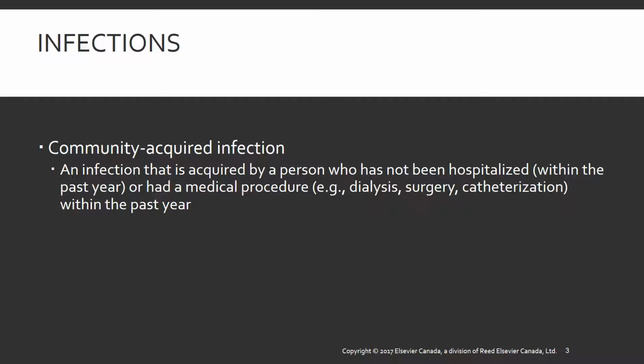So specific designations exist for community-acquired infection. This is an infection that's acquired by an individual living in the community who has not been hospitalized within the last year or had any sort of medical procedure done to themselves. So that could include dialysis, any sort of surgery, catheterization within the past year. Okay.